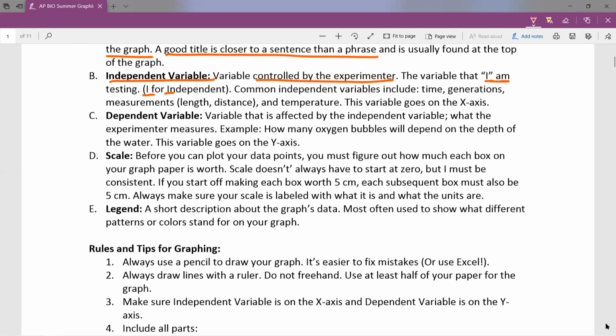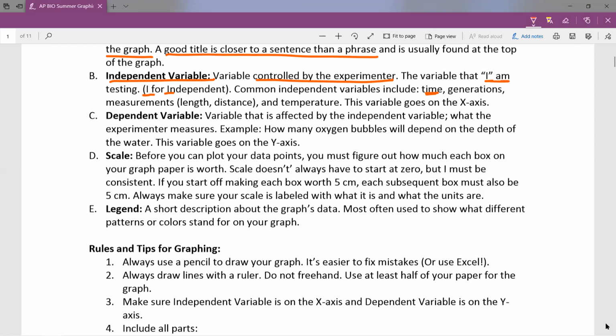Common independent variables include time. By the way, time is always the independent variable. Generations, measurements, lengths, and distance. But the problem is sometimes these can be the other way around, except for time. Time is always independent. Time can never depend on anything else. I mean, at least in biology. I guess if we were in physics and we actually got to the place that we could approach the speed of light and mess with time, but yeah, somewhere in our children's lifetime, maybe.